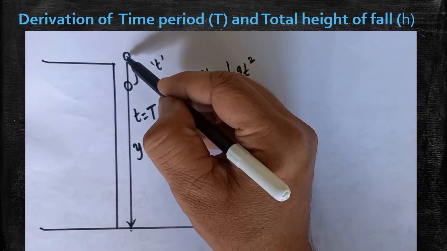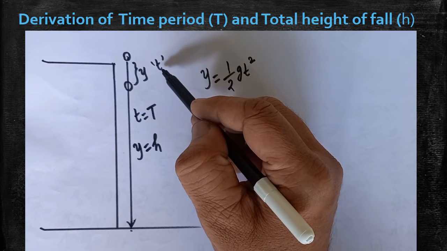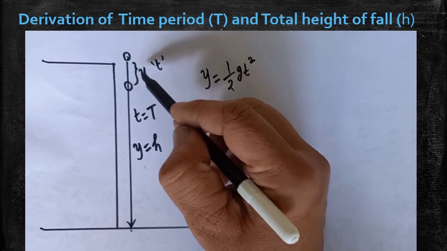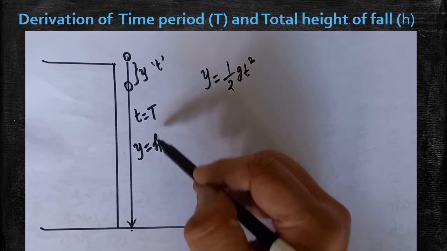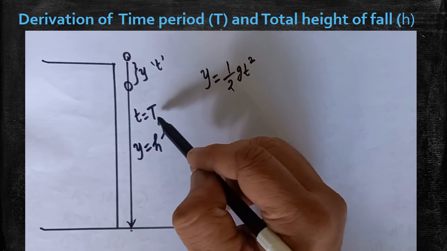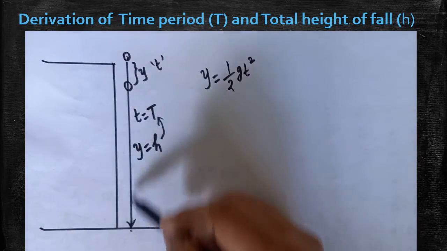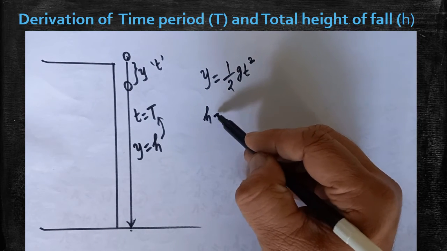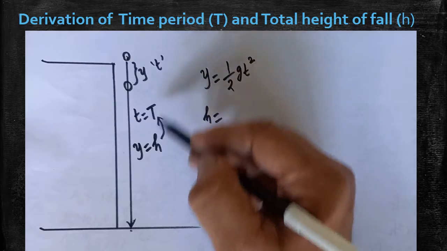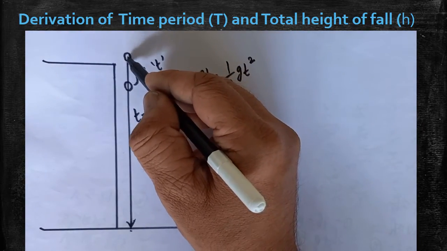Are you clear? If it is a small displacement, that can be written as y, and the respective time taken can be taken as small t. If it is the maximum displacement, that can be written as h, and for that the respective time taken can be taken as t. Now, for the complete height traveled, y should be written as what? H. This is the height. Is it clear? This is the maximum distance traveled from here to there.